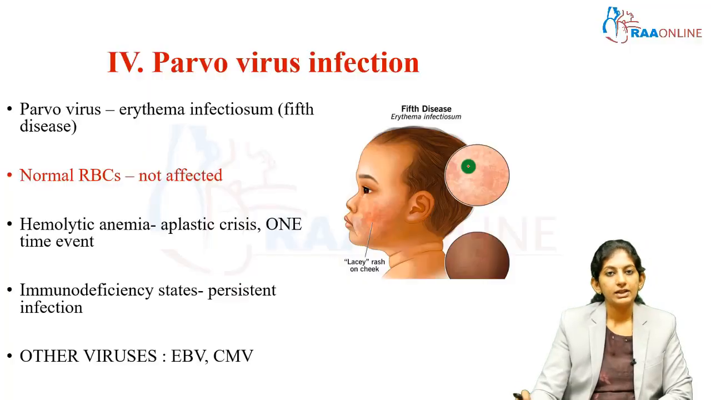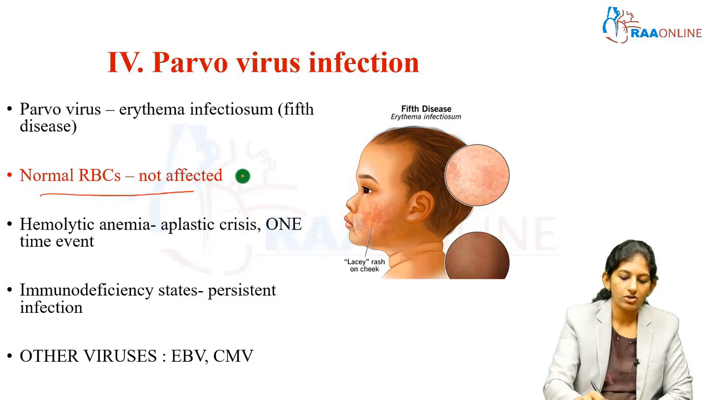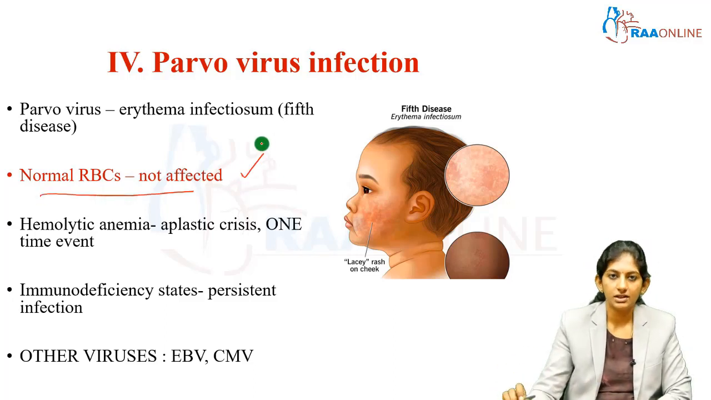Okay. So next we move on to a very common infection, parvovirus infection. Though we don't diagnose it, it's a very common infection. And parvovirus, when do we talk about it a lot? In the hemolytic anemias. Although it is common, normal RBCs are not affected. In hemolytic anemia, the RBCs are abnormal. Aplastic crisis is seen in a parvoviral infection but not in other anemias.